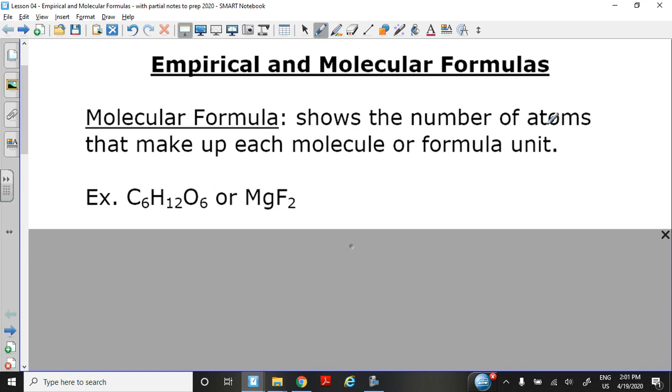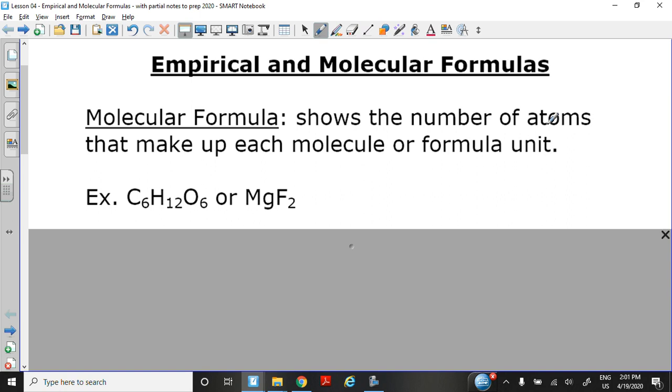Today's lesson, we're going to learn how to figure out different types of chemical formulas. How do chemists come up with the chemical formulas that we've seen so many different times? And there's two types of formulas. One's called empirical and one's called molecular.